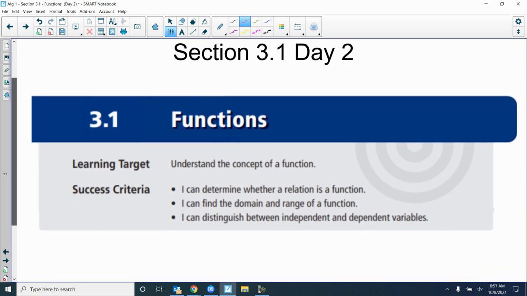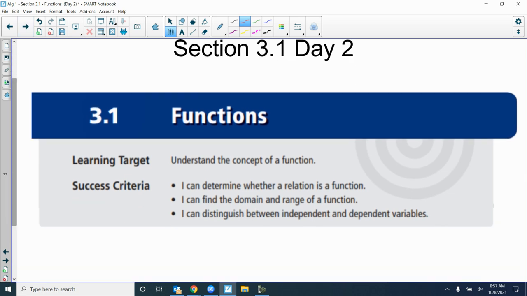We're still going to stick in 3-1. We still got to finish a couple things off. Domain and range, we're going to continue to hit. But one last thing in this section we didn't hit yesterday. It's called the independent and dependent variables. These just match with the x and the y. They're just different names for the domain. The domain is usually the x. That's also what we call our independent variable.